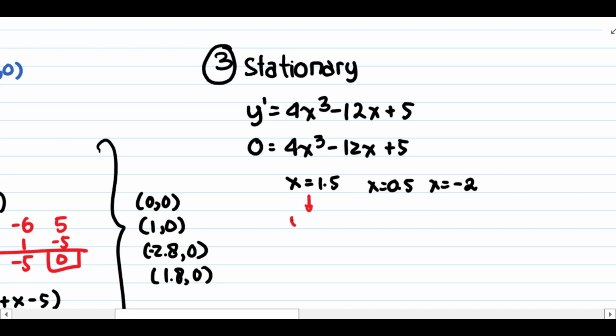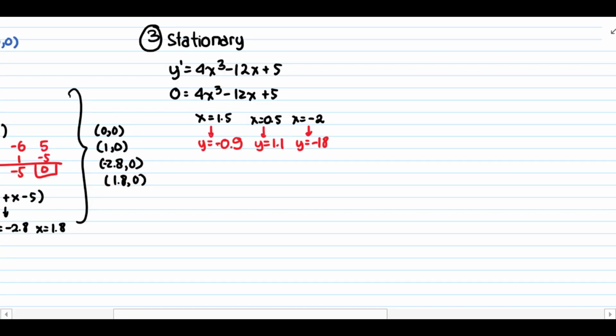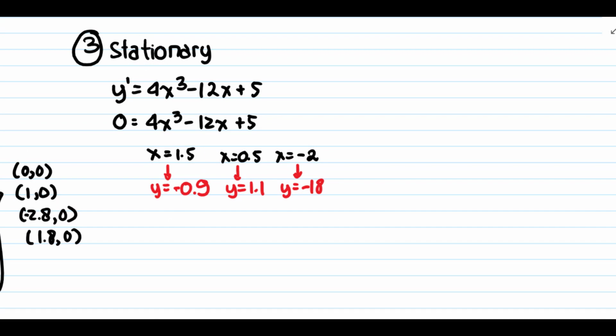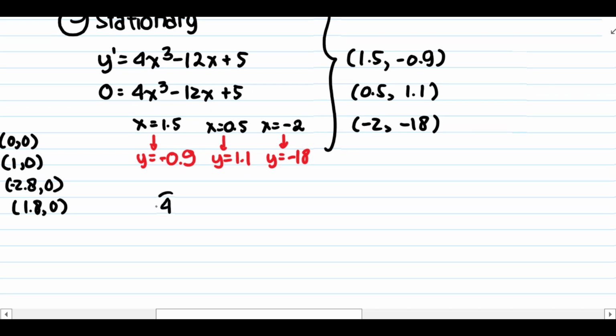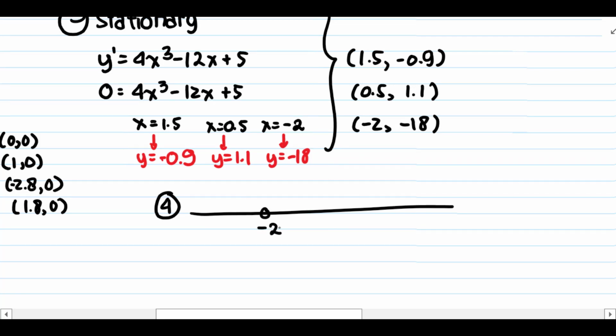So for this one we will have the value of y, and this one also, and also this one. I will calculate it first. So this is the solution for y, and from the third step we will have (1.5, negative 0.9), then (0.5, 1.1), and the last one is (negative 2, negative 18). Next is to find the maximum and minimum. So I will draw a number line, with negative 2 right there, 0.5 right here, and 1.5.